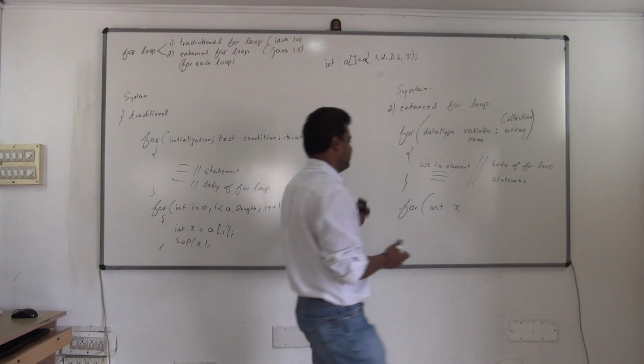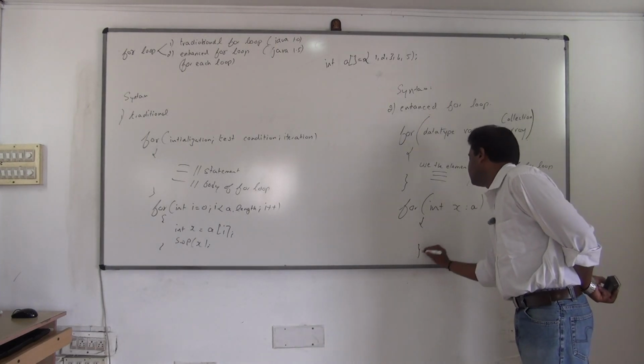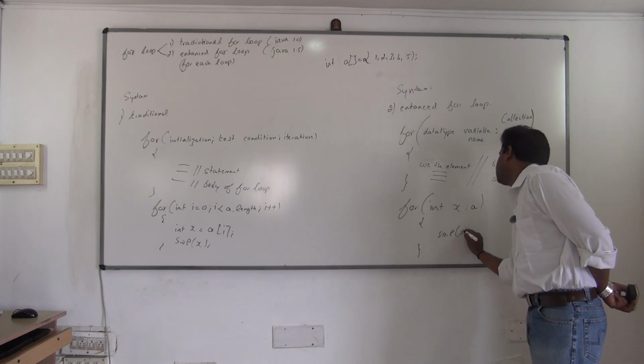The same you can write like this here in a very simplified format. For int x colon a, that's it. SOP x, over.